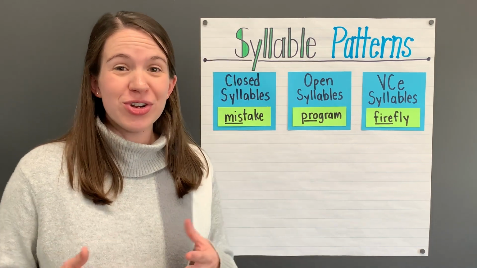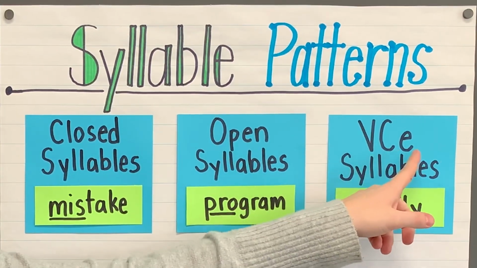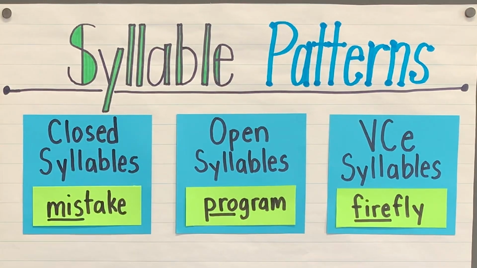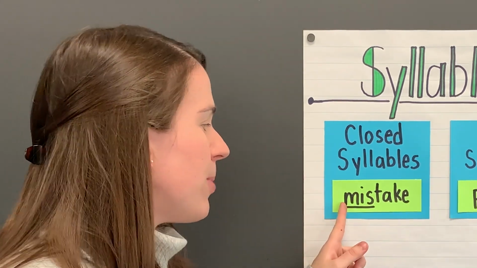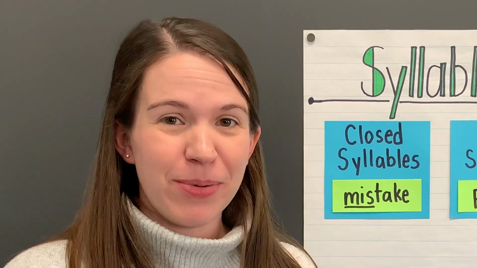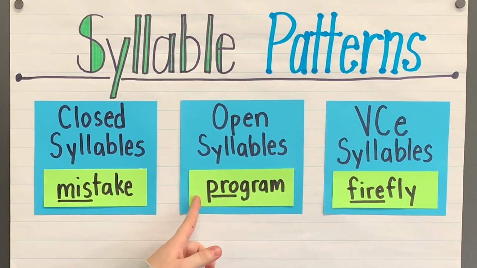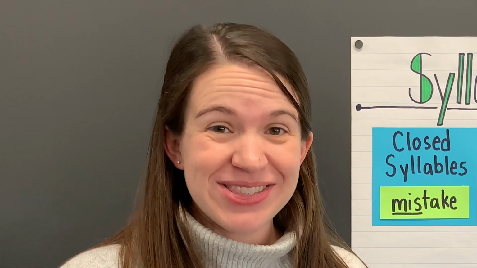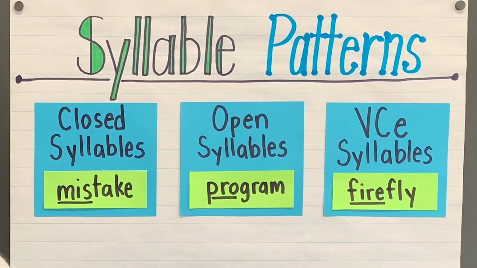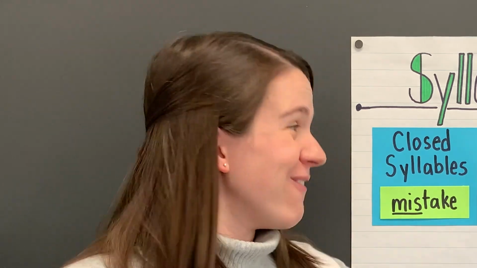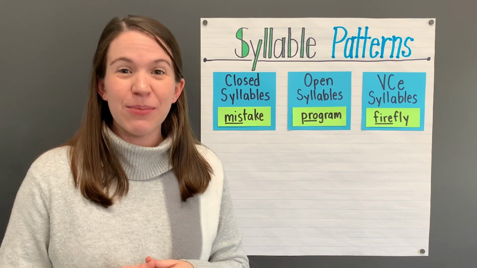We're going to sort words into these categories: closed syllables, open syllables, and vowel consonant E syllables. In the closed syllable column, we have the word mistake. Mistake is in this column because the syllable miss is a closed syllable. This is the word program. It's in the open syllable column because the syllable pro is an open syllable. And finally, the word firefly is in the vowel consonant E syllable column because the syllable fire is a vowel consonant E syllable. Let's start sorting these words and deciding which column we're going to put them in.